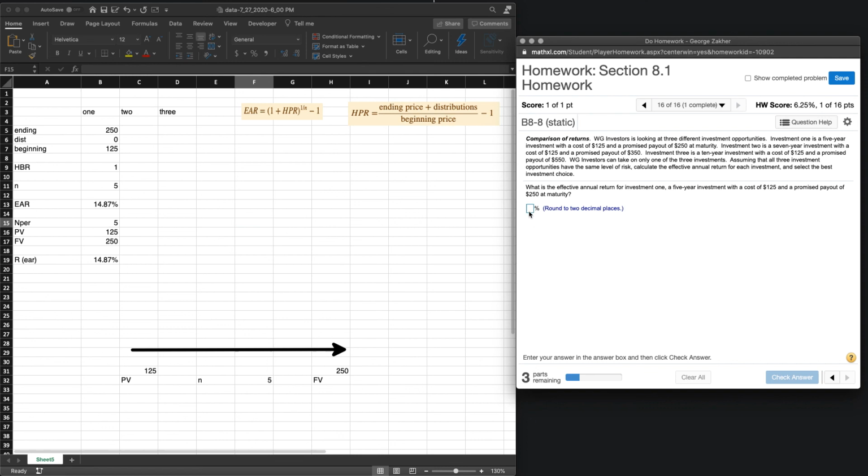And of course, you can go ahead and work on the next two investments. Compare them. Which one is the best? Well, that's up to you, obviously. I'm sure you know the answer to that.